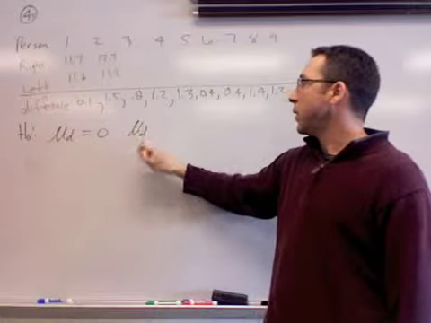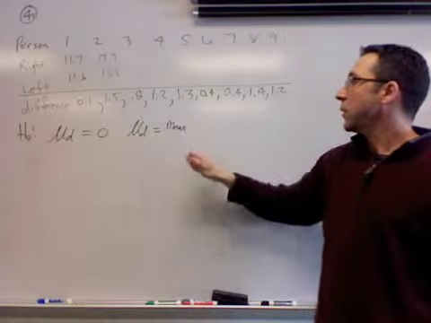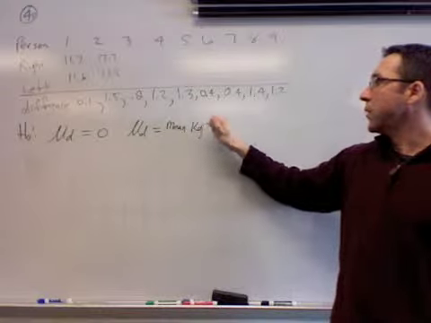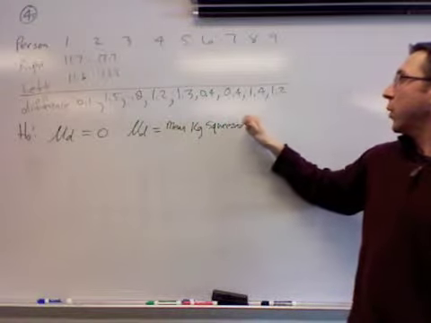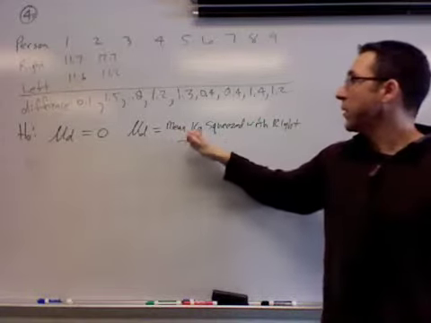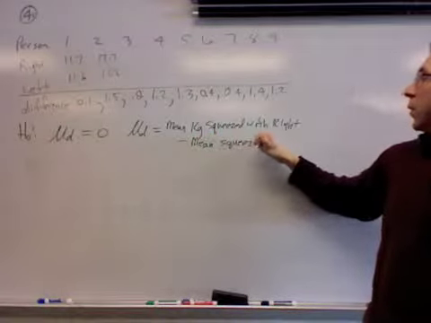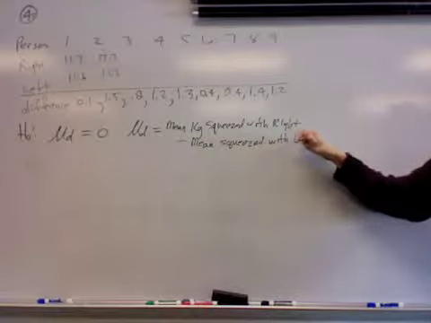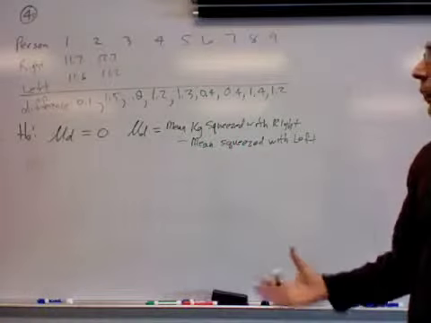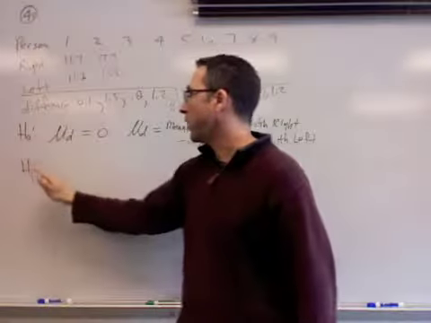The mean difference would be the mean kilograms squeezed with the right hand minus the mean squeezed with the left. So if both hands have the same strength, then we're assuming that there's no difference between the two and that the difference will come out to be 0.